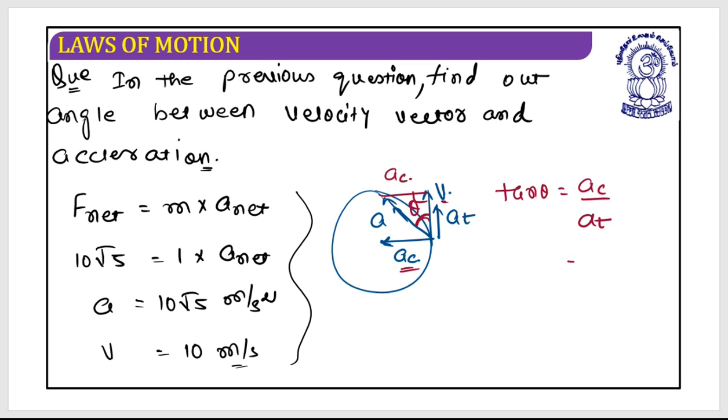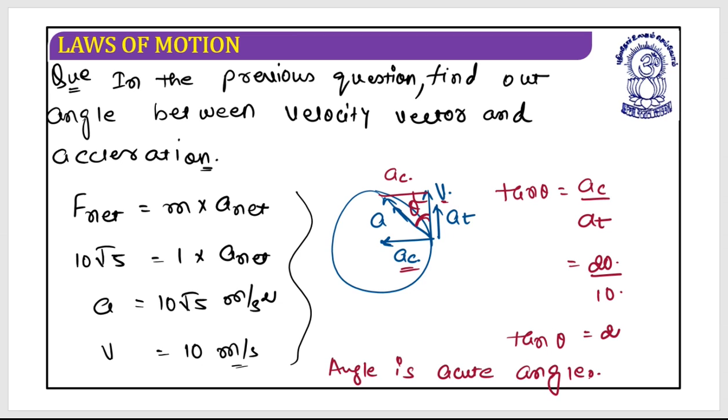So A_C is 20, A_T is 10, so it's 2. So this tan theta would be equal to 2, and this angle is an acute angle. Theta is equal to tan inverse of 2. I hope this is clear. This is clear. Yes, so let's just find it out, this session over here.